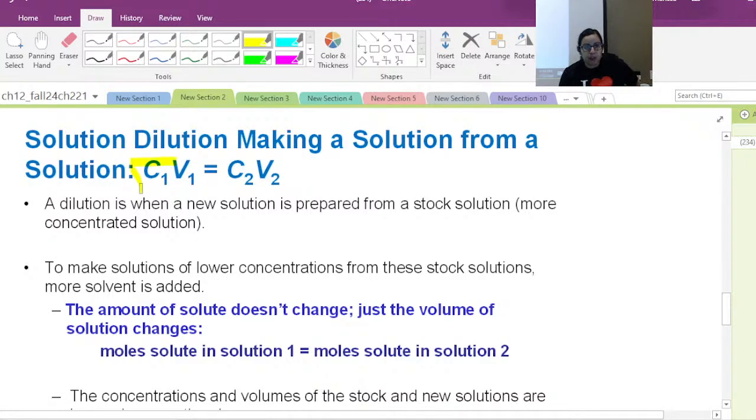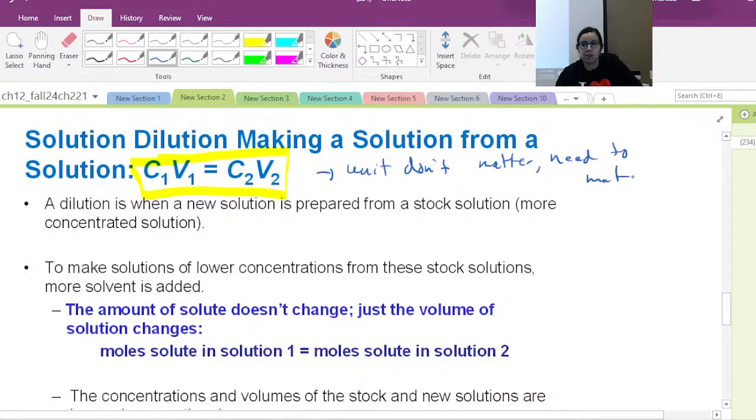And so this is the formula that you need to know, and this is really all you need to know. C1V1 equals C2V2, where concentration can be in any unit as long as the units are the same. Generally we work with molarity, but any unit would be appropriate. Same thing with volume. Generally we're in liters or milliliters, but as long as the units match. So units don't matter, they just need to match. It could be gallons, whatever.